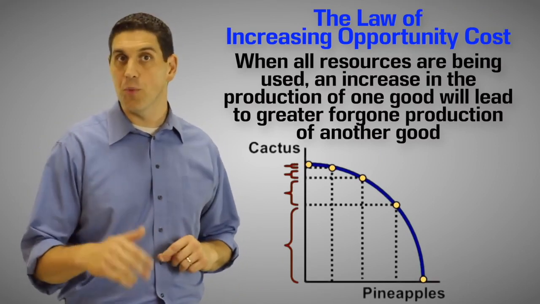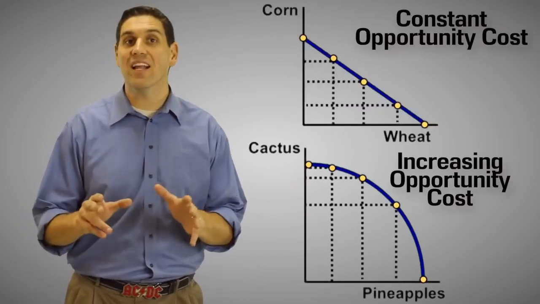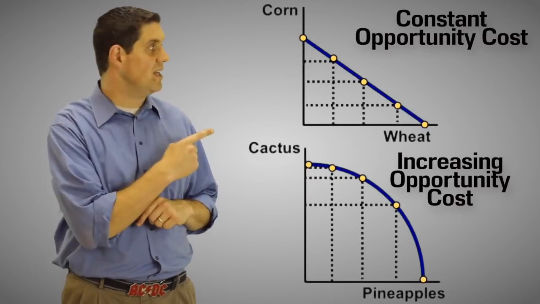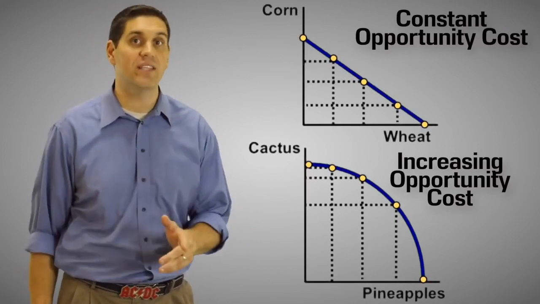The law says as you produce anything, the opportunity cost to produce it is going to get bigger and bigger. And that explains the shape of the graph. Remember, a straight line production possibilities curve like this shows constant opportunity cost, and a bowed out curve shows the idea of increasing opportunity cost.